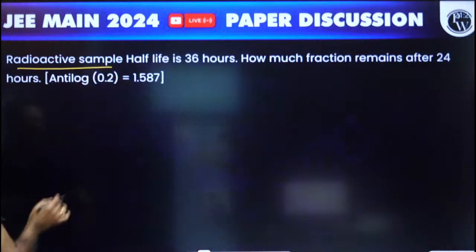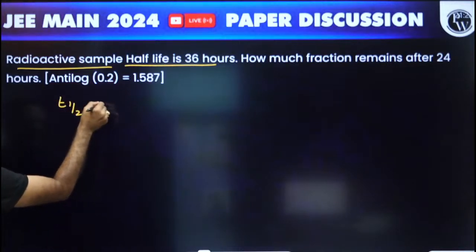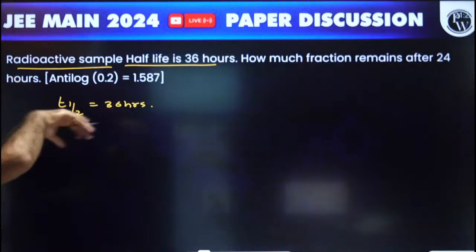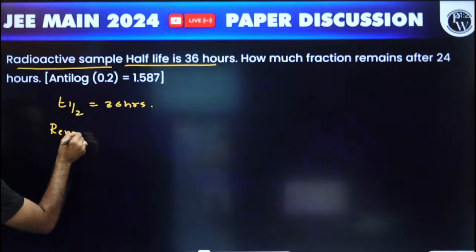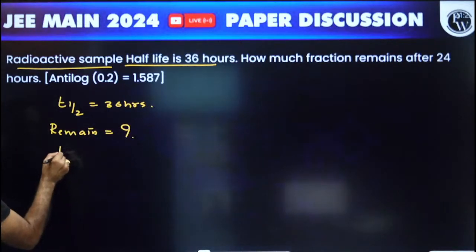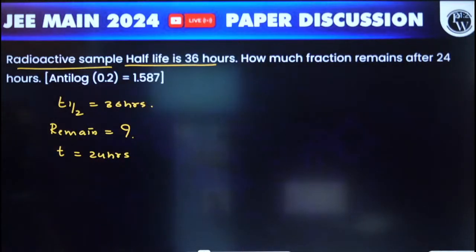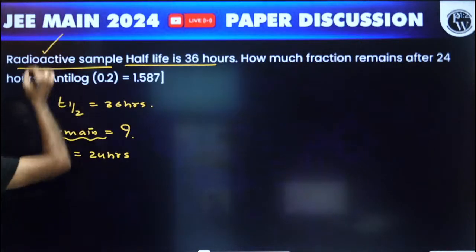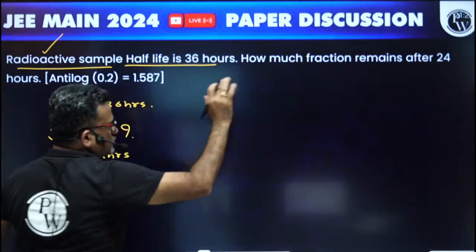Radioactive sample, half-life is 36 hours. Half-life is 36 hours of radioactive sample. How much fraction remains? What is the remaining quantity after 24 hours? Is that clear? We need to calculate the remaining quantity. You know that radioactivity is a first order disintegration. Radioactivity follows first order disintegration.